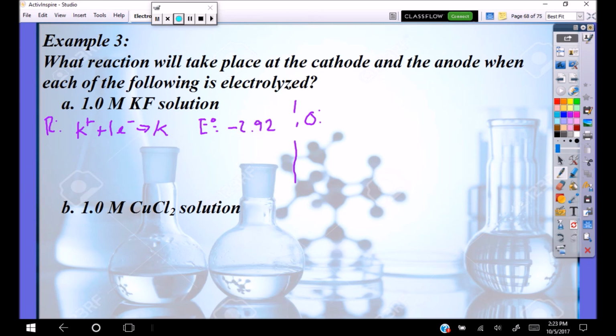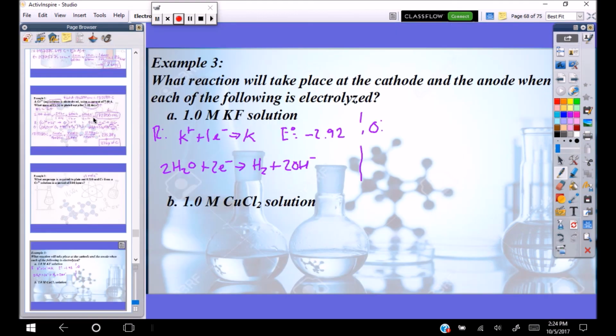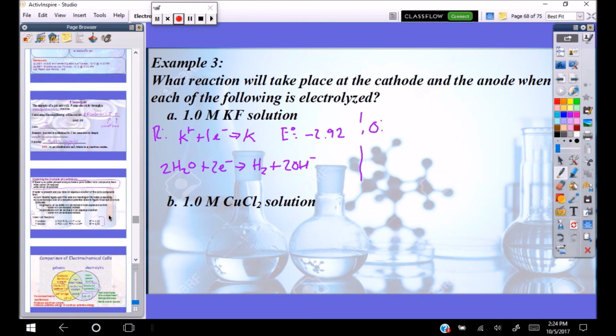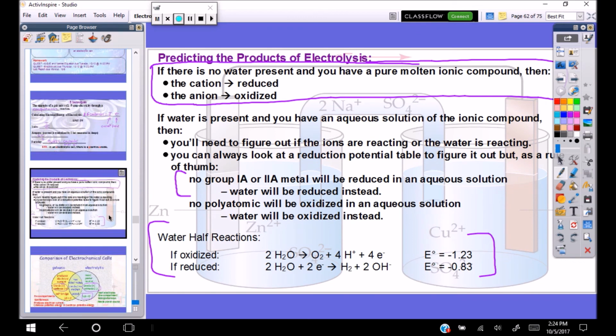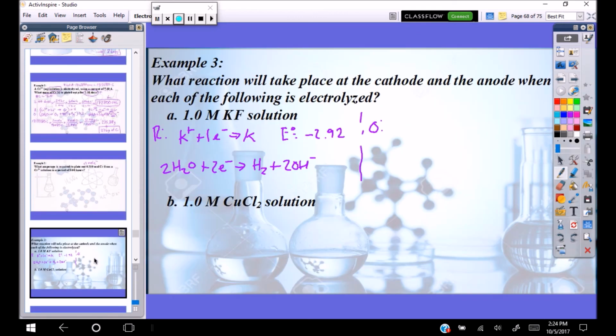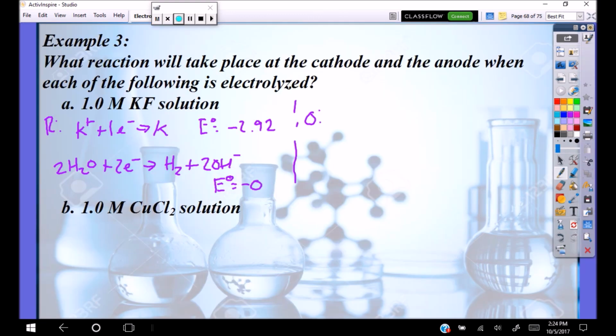And then when I look at water, I want to use the reduction version of water that I talked about, the 2H2O, and that gives you 2 electrons. I get 2 electrons, and I get H2 and 2OH minus, okay? And then if we go back to our table, for the reduction value, it's negative 0.83.